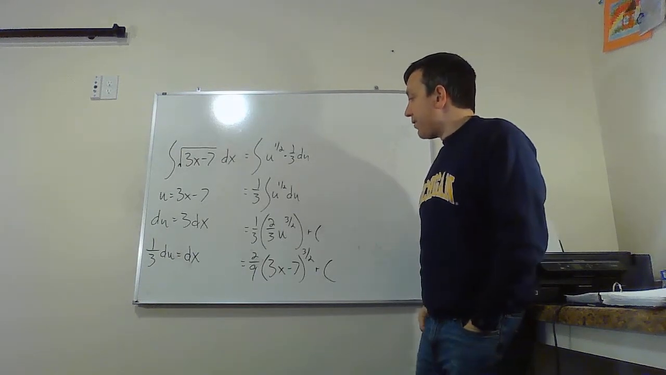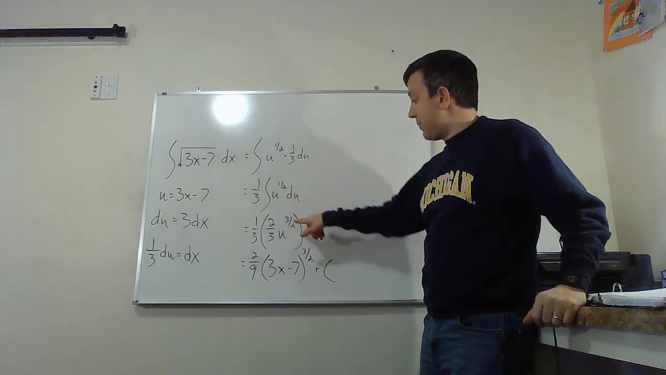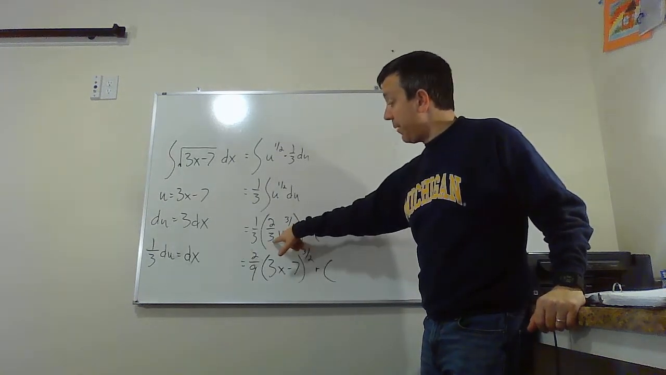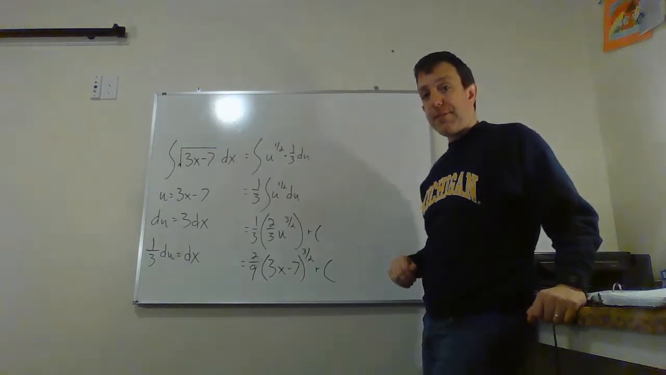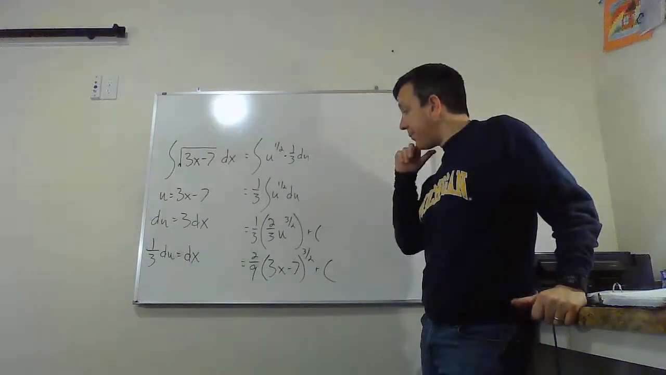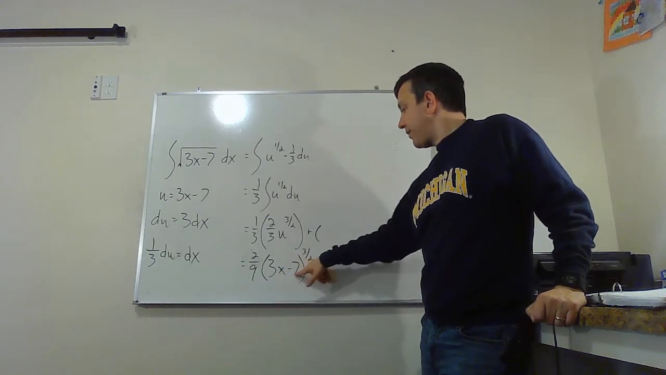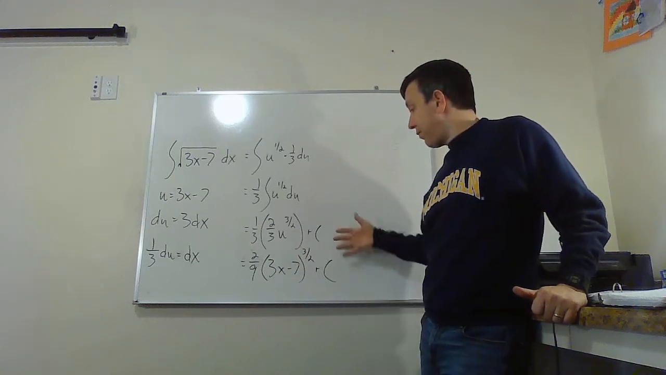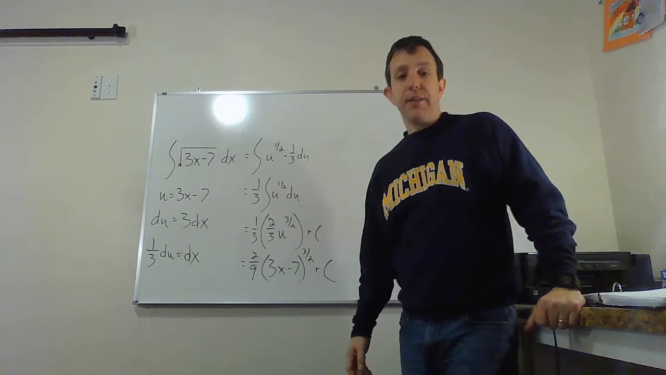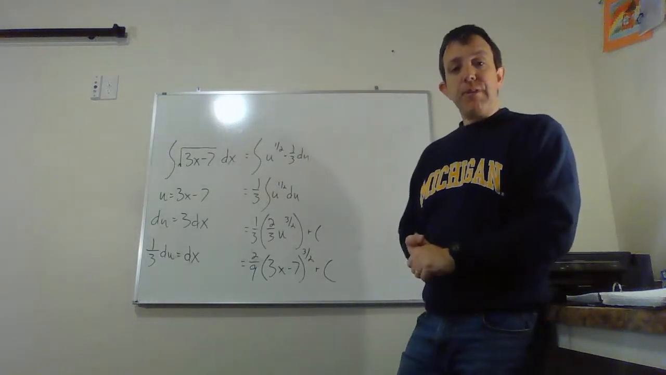So now I just have the integral of u to the 1/2 du. I raise the power by 1 to get 3/2. I multiply by the reciprocal, because that's the same as dividing. And then I clean up the mess. 1/3 times 2/3 gives me 2/9. And I plug in the 3x minus 7 back in for u. And of course, I have my c here at the end. There we go. Let's do another one.